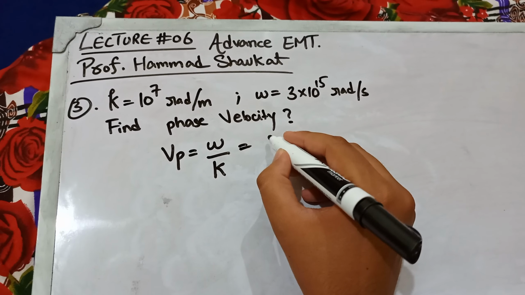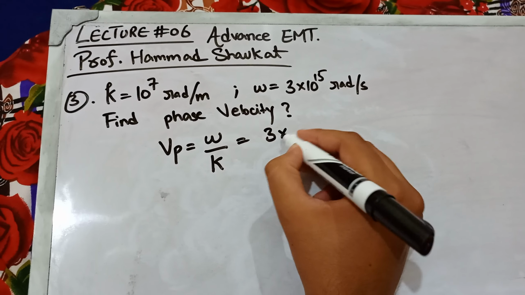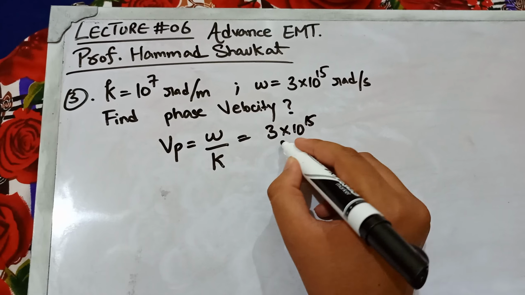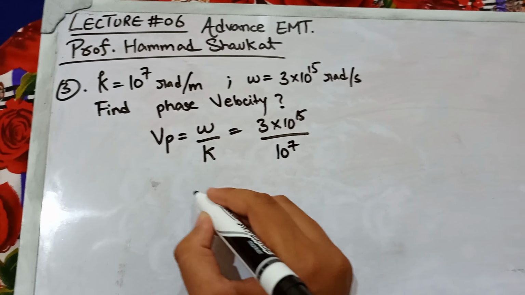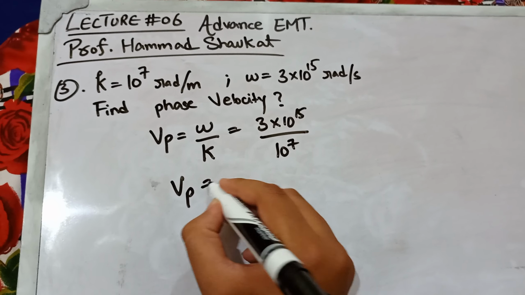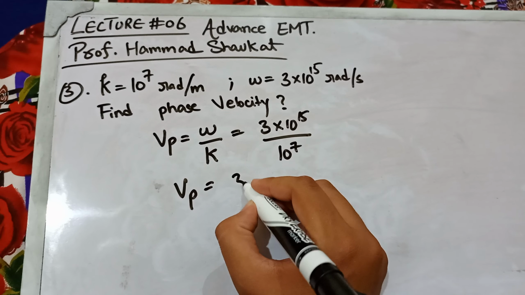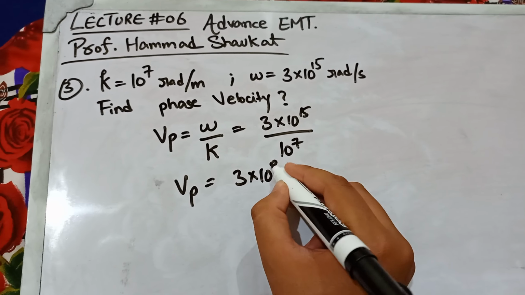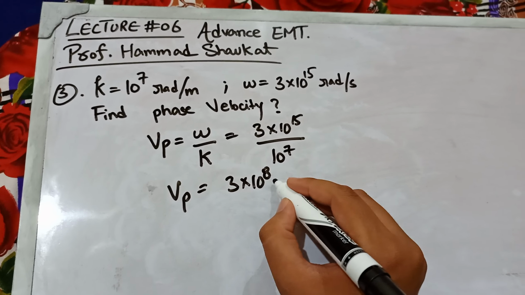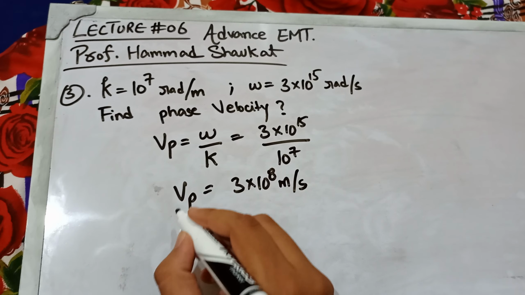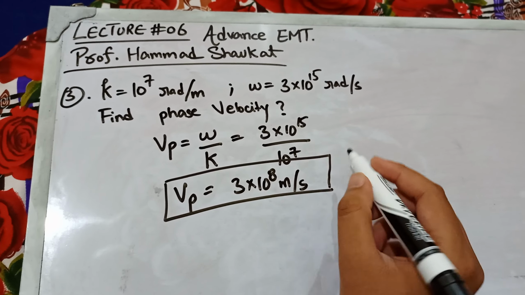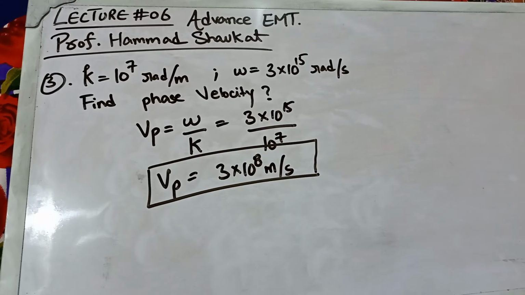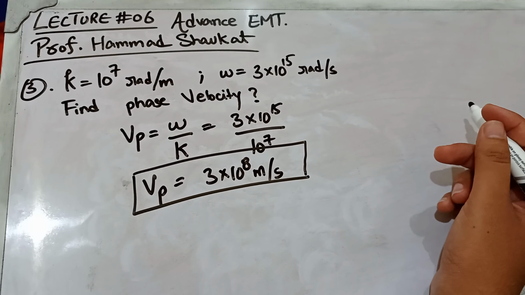You just have to put the value of omega, which you already know, 3 multiplied by 10 raised to power 15, divided by the value of k, which is 10 raised to power 7. After substituting, you will get your answer, which is basically 3 multiplied by 10 raised to power 8. And because this is velocity, the unit is meter per second. So this is the value of the phase velocity, which you can find by this relation, Vp equals omega over k. So this is our third problem.